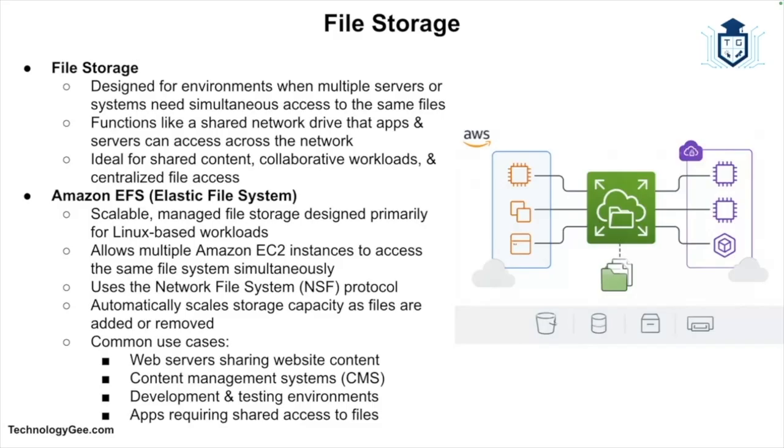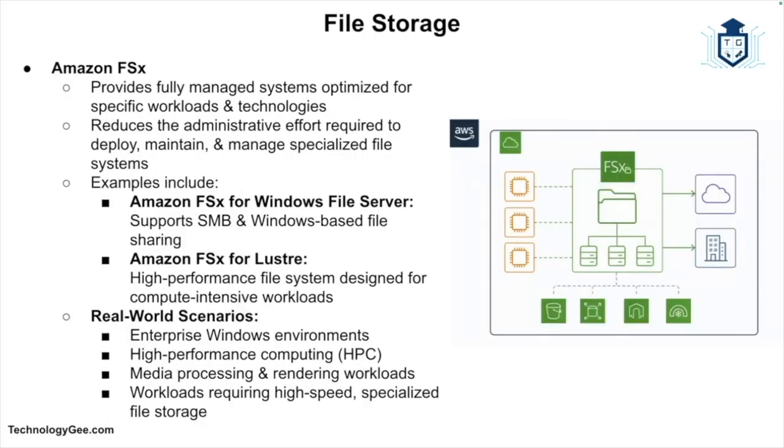All right, so let's move on and talk about file storage. Now, imagine this scenario. You have multiple servers, and they all need access to the same files at the same time. That's where file storage comes in. And the first one we have is called Amazon EFS, or Elastic File System. And this is a scalable file system that multiple EC2 instances can access simultaneously. It uses standard file protocols like NFS, so it behaves like a shared network drive. And the use cases for this are web servers that share content management systems, and development and testing environments.